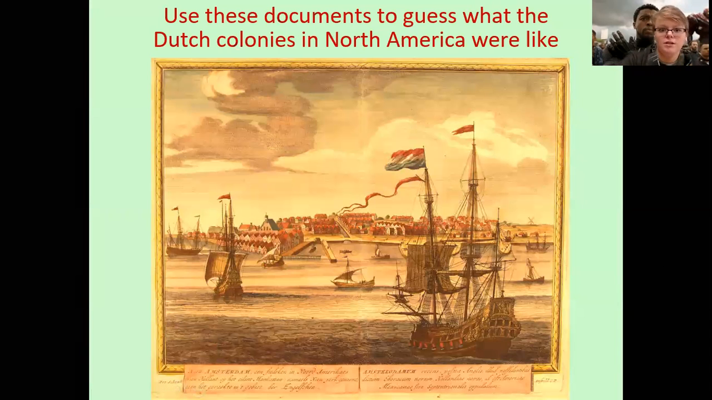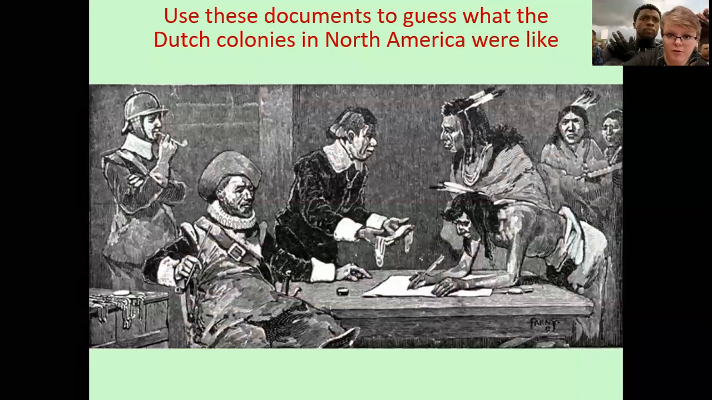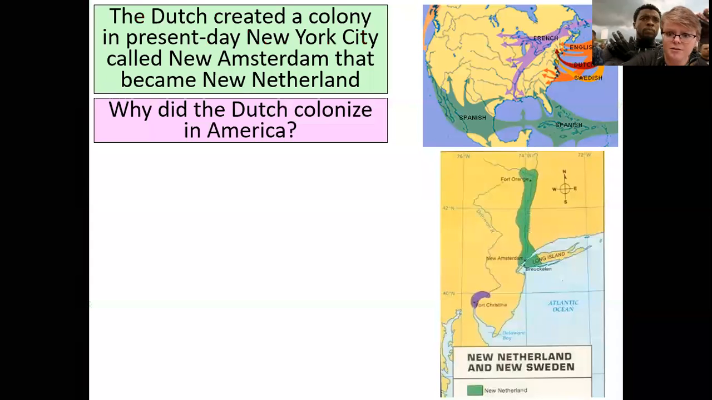Okay, so use these to see what the Dutch colonies in North America were like. There's a picture of the Dutch. They had really nice little settlements as well. They were friendly-ish with the Native Americans. The French had the kind of the corner of that. So the Dutch created a colony in present-day New York City called New Amsterdam that became New Netherland.